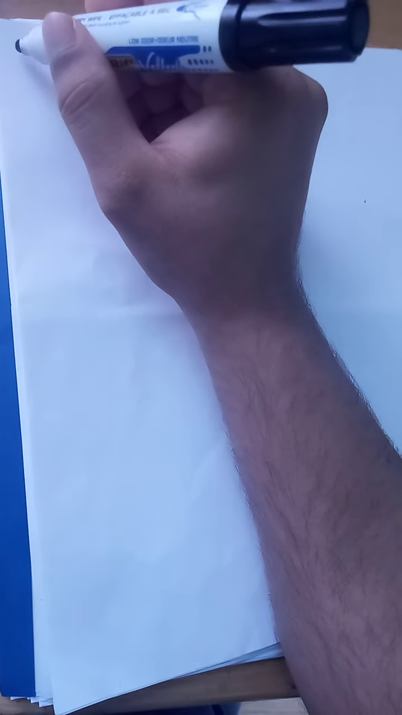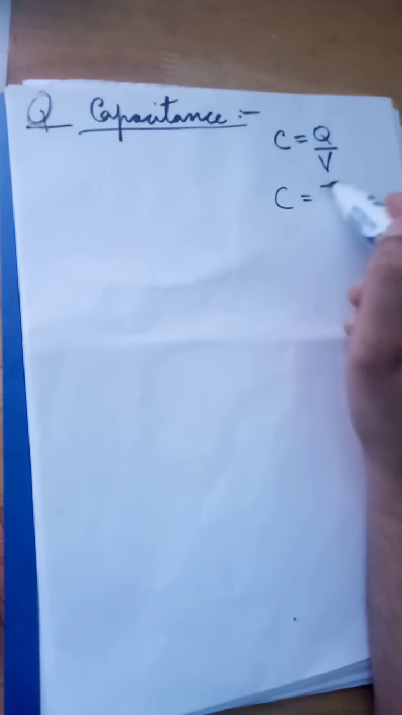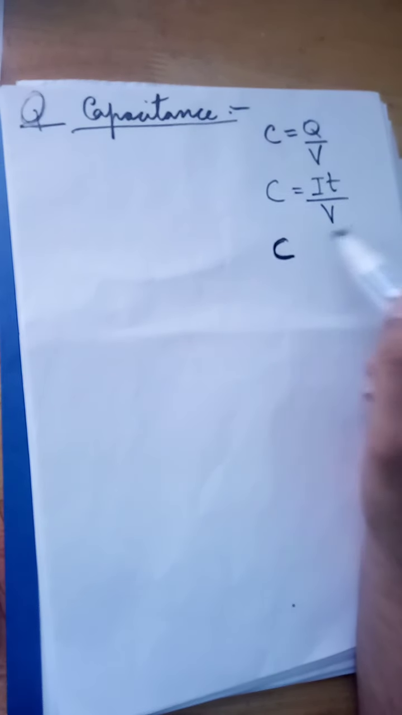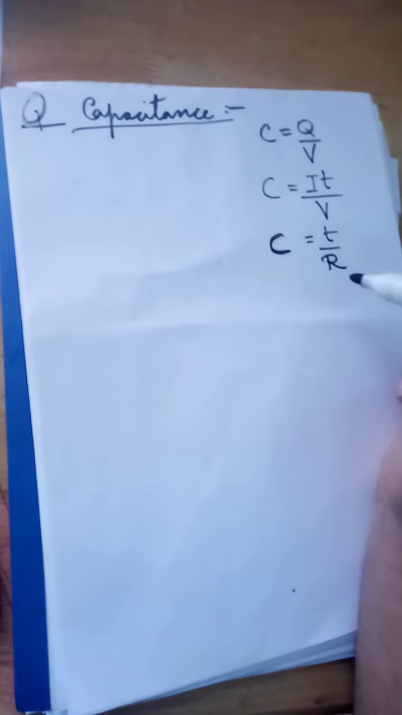Okay, so I've got a question for you whereby I want you to define capacitance. So what is capacitance? We know C equals Q over V. We also know T over V. We also know T over R. We know this is right. This is how it is. But what is the concept of capacitance?